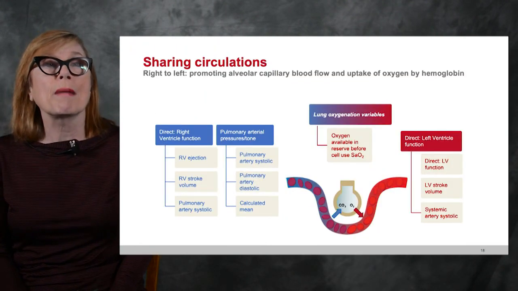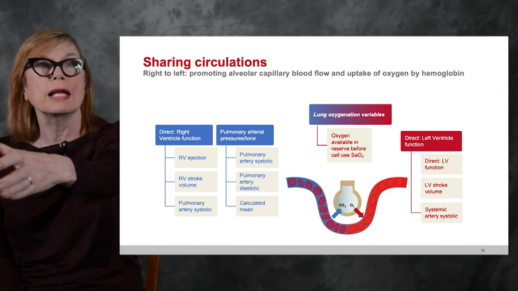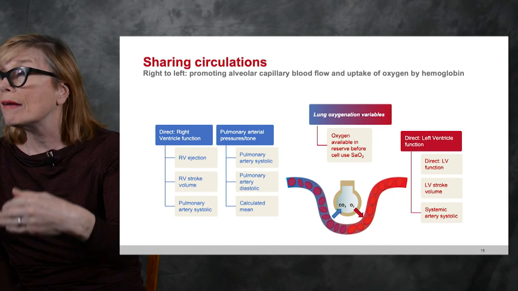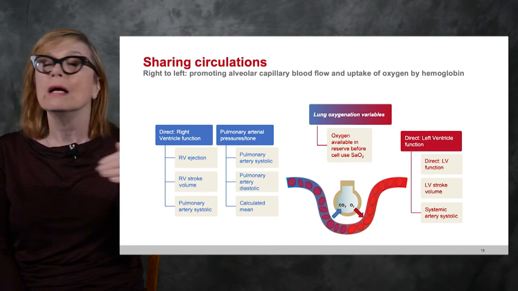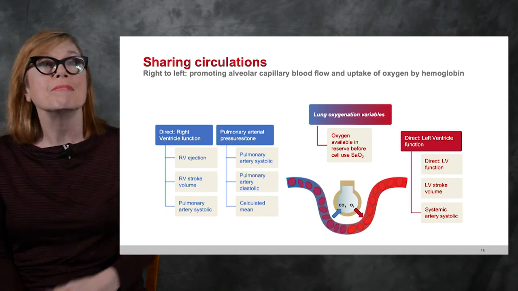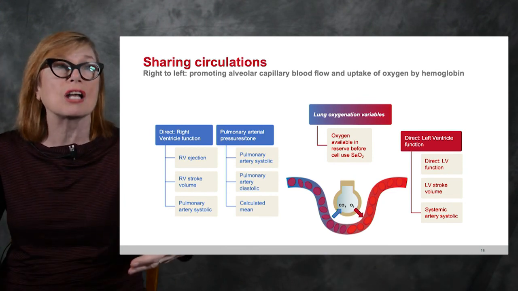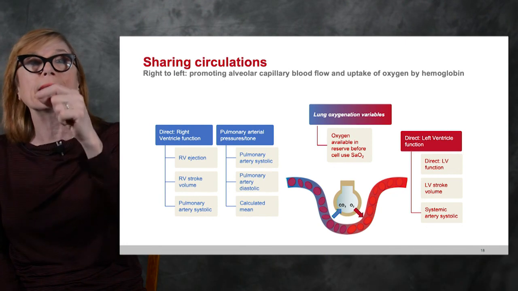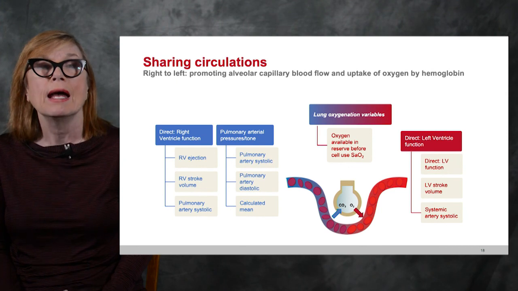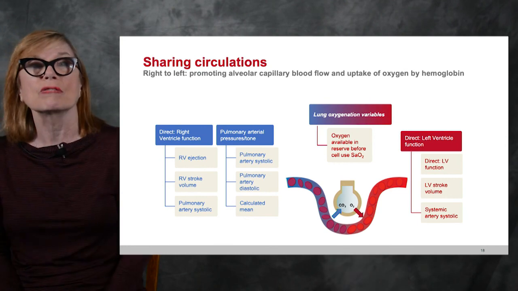And then we remember right to left sharing of circulation, deoxygenated blood to reoxygenated blood by right ventricular function, right ventricular ejection, right ventricular stroke volume, and pulmonary arterial systolic pressure reflecting that. And as that blood flows through the pulmonary artery, we now see the pulmonary artery diastolic tone, which actually is promoting capillary perfusion, and that's where gas exchange takes place. And then that blood flows back through the pulmonary veins to the left atria to the left ventricle.